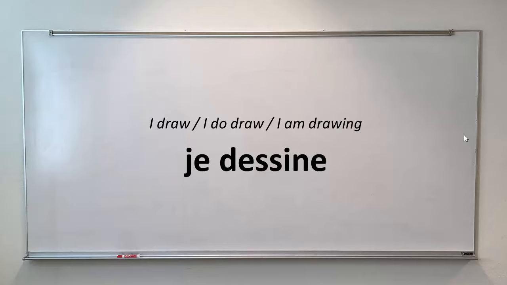Remember that any verb form conjugated in the present tense can potentially have one of three different meanings. It just depends on the context. So the answer to the first one here is je dessine. This means I draw, I do draw, or I am drawing. Here are the examples. If someone asks you, what do you like to do in your free time, or what do you do in your free time more specifically, you can just simply say je dessine. I draw. That's what I do in my free time.